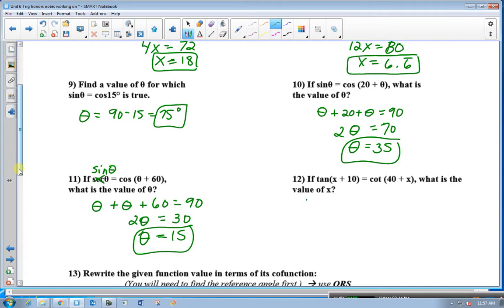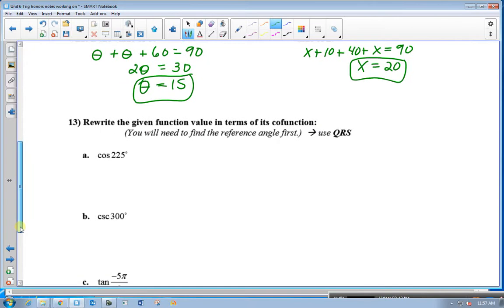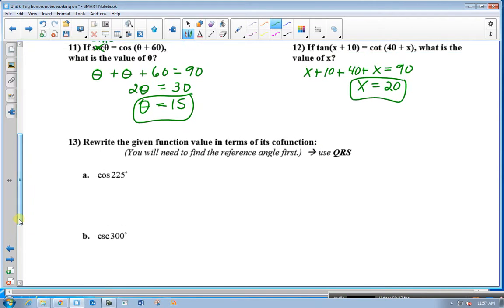All right, and x plus 10 plus 40 plus x equals 90, so x is 20. Same idea, easy. Okay, then rewrite the given function in terms of its cofunction. We already did a bunch of these.